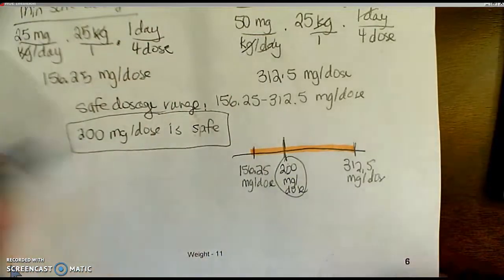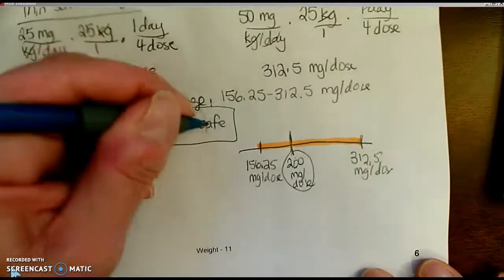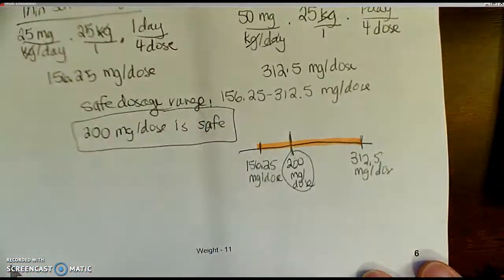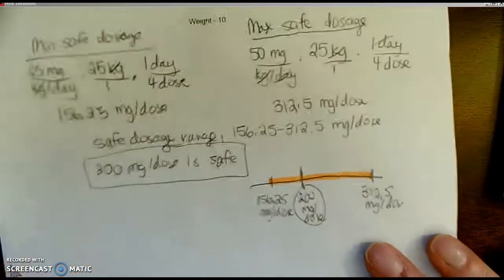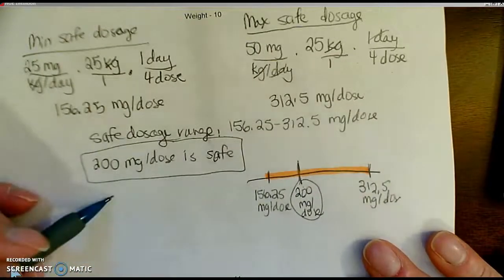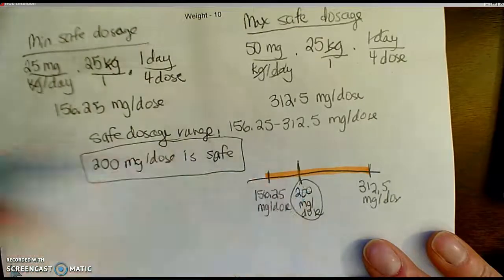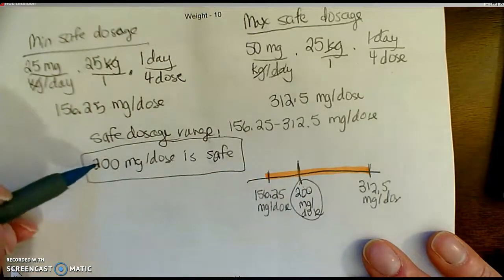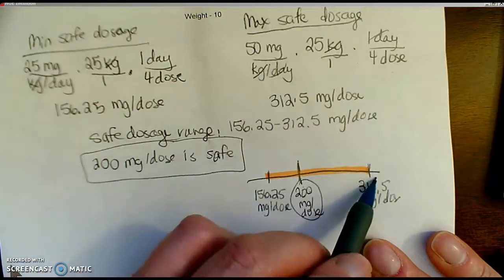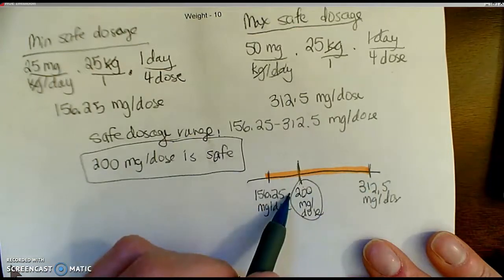The order is safe. Well, we're not just going to go back up to the doc and say, hey, congratulations, you gave me a safe order. The doctor's going to look at you like you're crazy and say, so go ahead and give it to the patient. So what we're going to do is figure out now what to give to the patient. So the order is for 200 milligrams per dose. We're not going to give the minimum. We're not going to give the maximum. We're going to give the patient what the doctor orders.